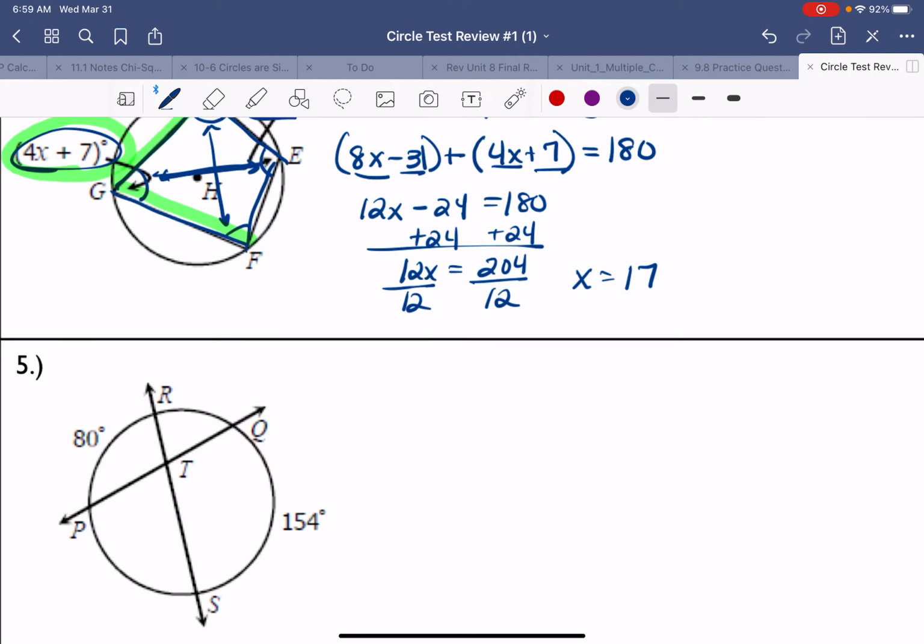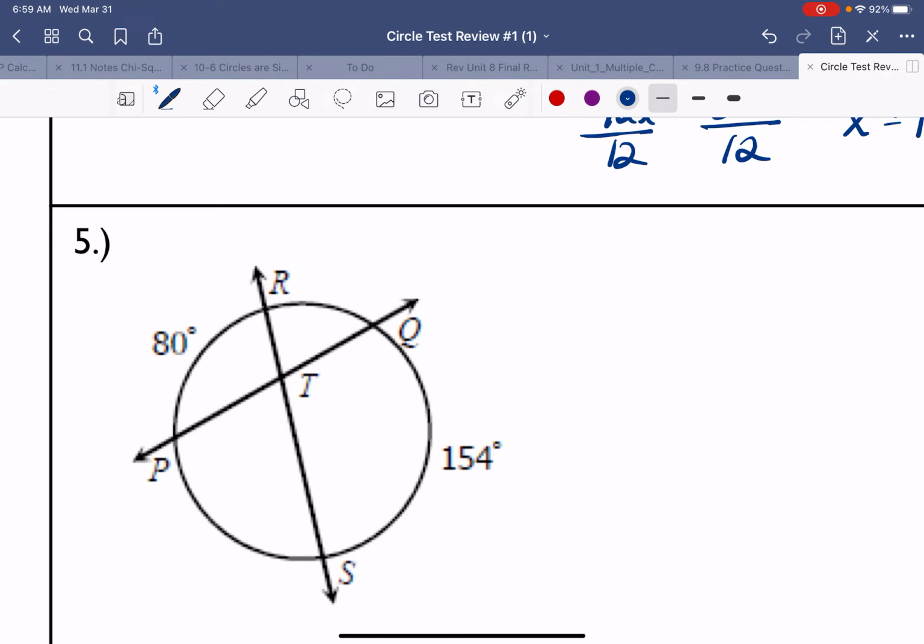So let's go ahead and look at this one. Now we have an intersection that's inside of the circle. Again, there are a couple of rules that have to do with that, and the rules are different whenever we're looking at the segments versus the arcs or the angles, right? So make sure you use the right formula when necessary.